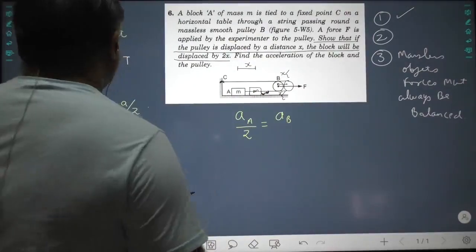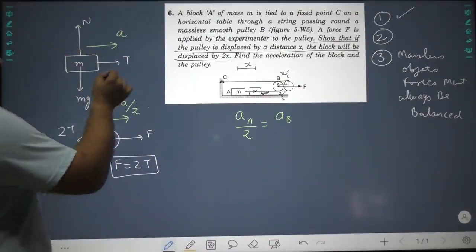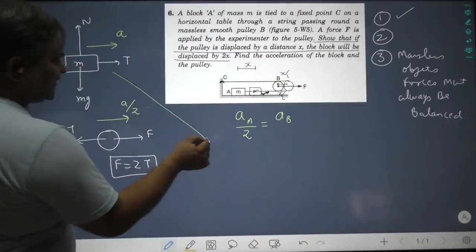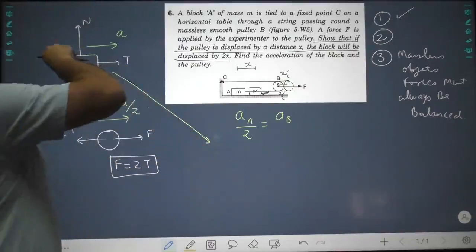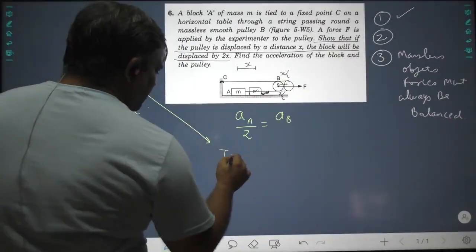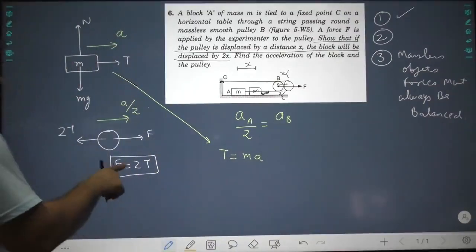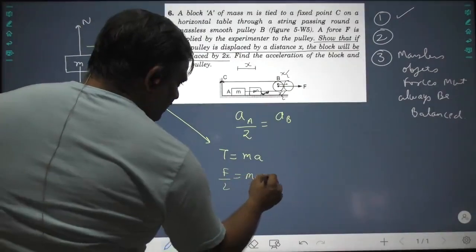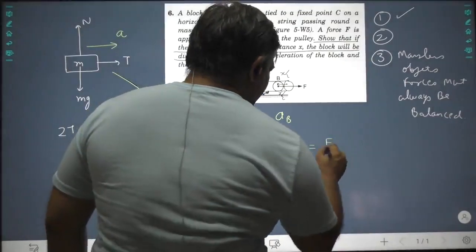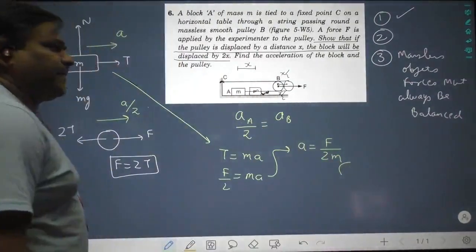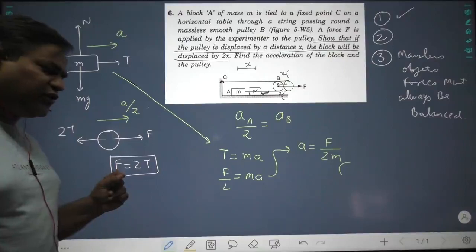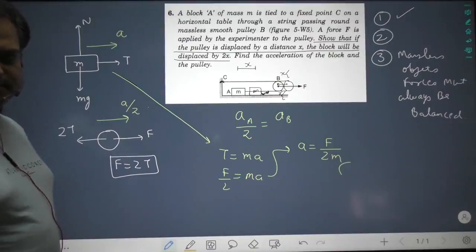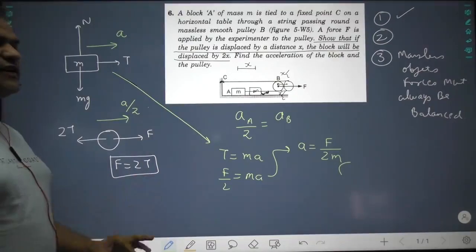Now what is the acceleration of the block? The acceleration of the block can be very easily written down. Because in this direction the T will be equal to directly ma, and 2T is F, so T is F by 2. So the acceleration of the block is F by 2m. Now the whole question and the solution is on the board. Is there any doubt at any place? Please ask. Is this thing clear?